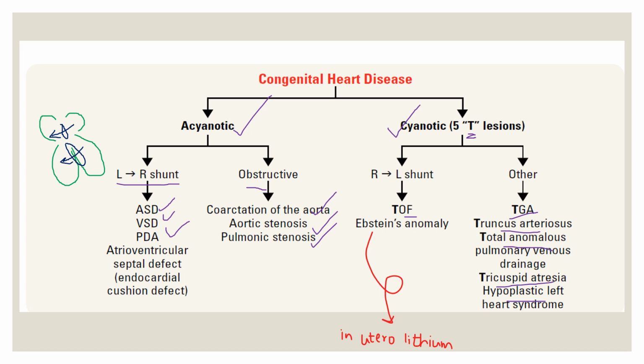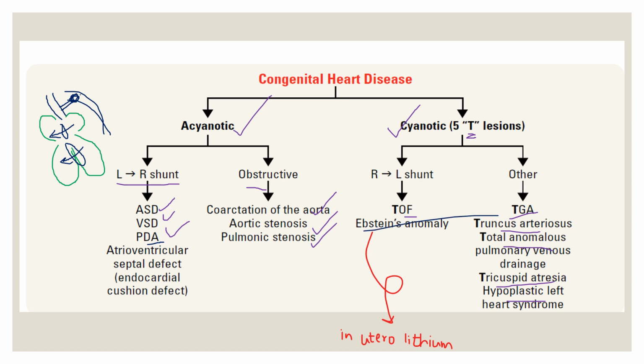PDA means, like I told, you have a ductus arteriosus, which is actually connecting your pulmonary artery with the descending aorta. There was a connection. So if that is persisting, that is called the PDA. Again, there can be a left to right shunt with that, or atrioventricular septal defect or endocardial cushion defect. Now, coarctation of aorta is usually at the site where the ductus arteriosus is joining the aorta, or there can be aortic stenosis or pulmonic stenosis. Now, what is TOF? It is tetralogy of Fallot. There are 4 things in TOF, which we'll discuss later.